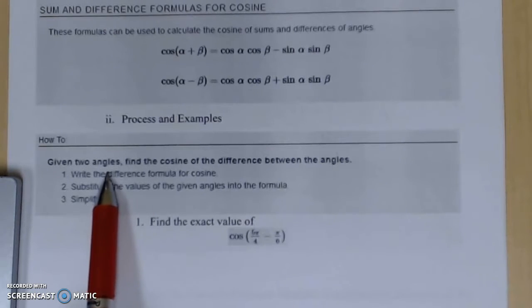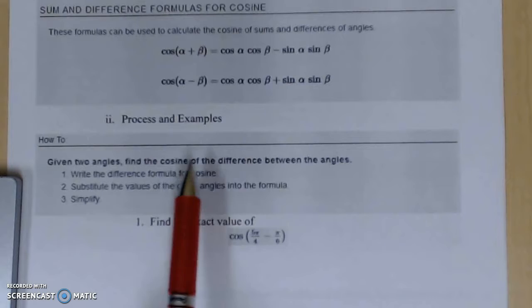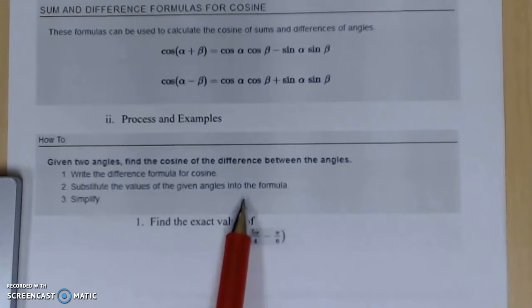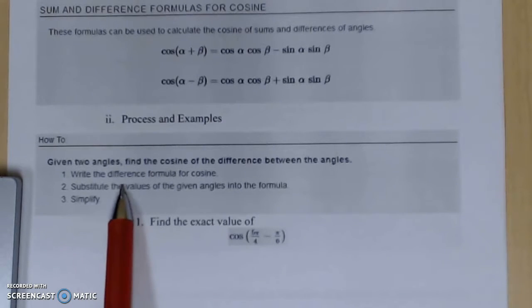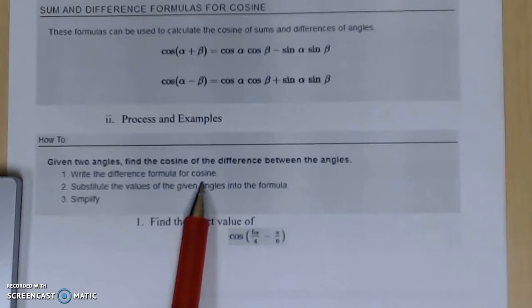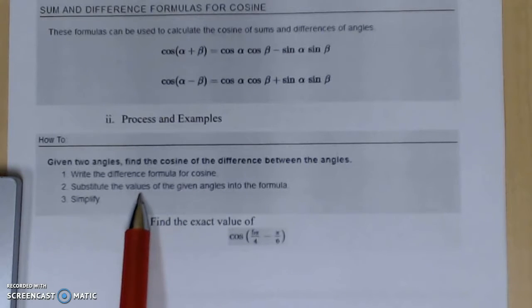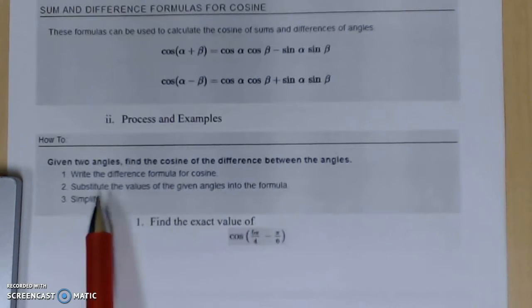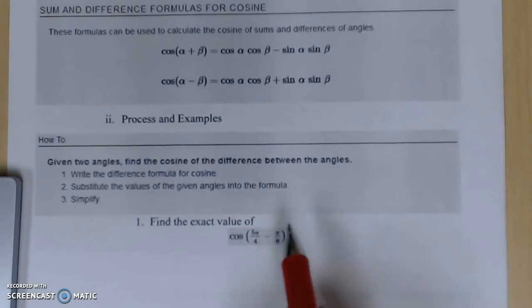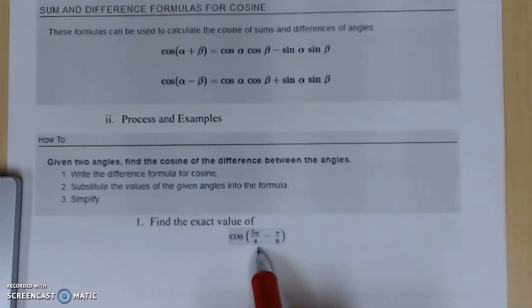If we're given 2 angles and we want to find the cosine of the difference between them, we first want to write the difference formula for cosine, substitute the values of the given angles into the formula, and then simplify. Let me show you that with this first example. Find the exact value of cosine of 5 pi over 4 minus pi over 6.